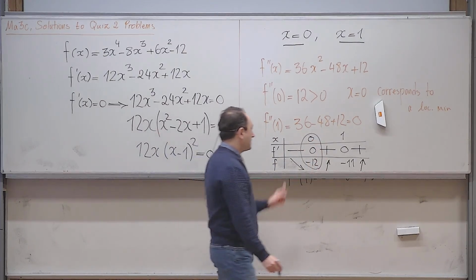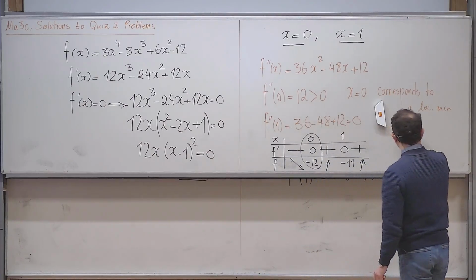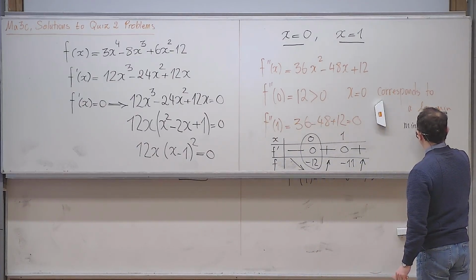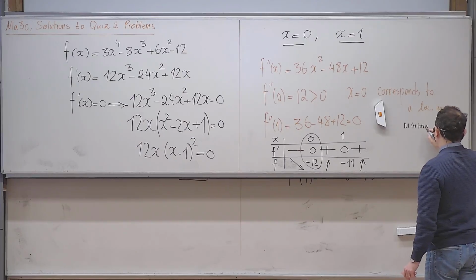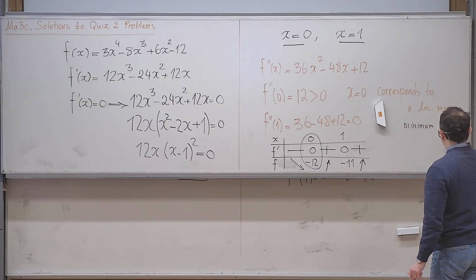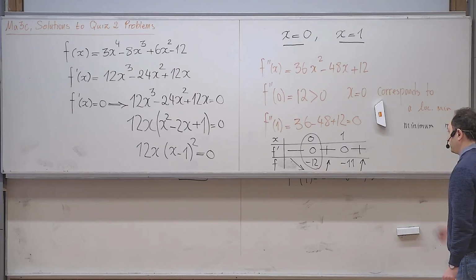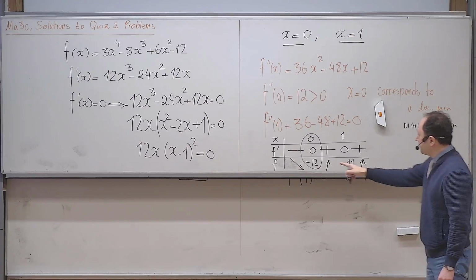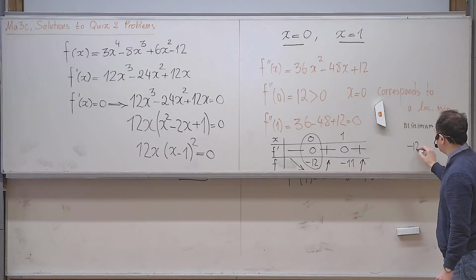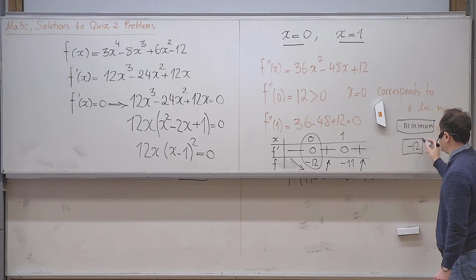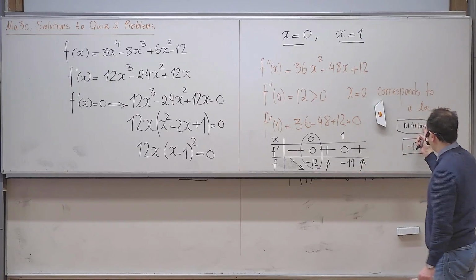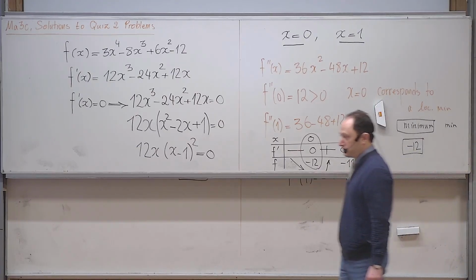So the answer to the question is that you need to type minimum, or min, whatever, because I also correct it manually. And then that value, minus 12, should be typed in the second box. So one box should be this and the other box should be this. But of course, if you just type these things without solutions, you will get 0 points.